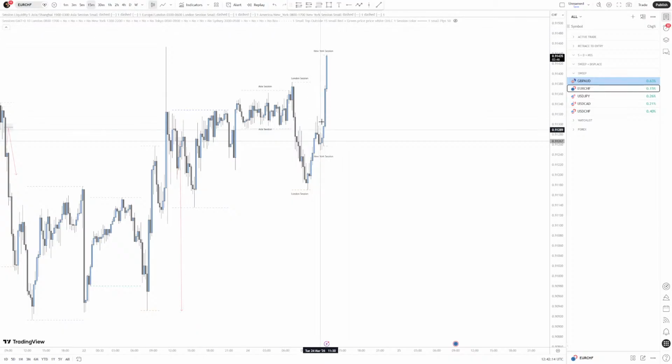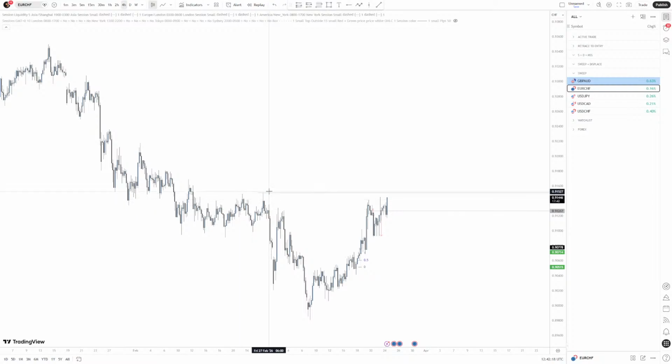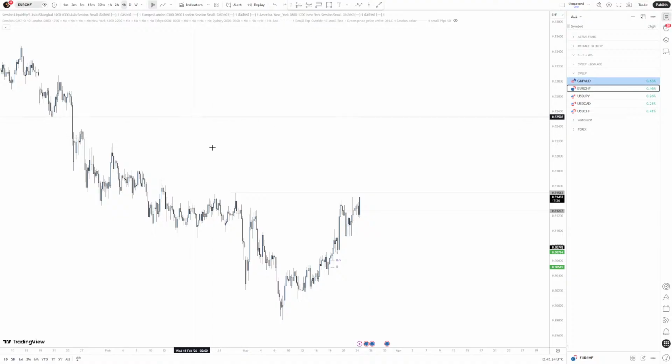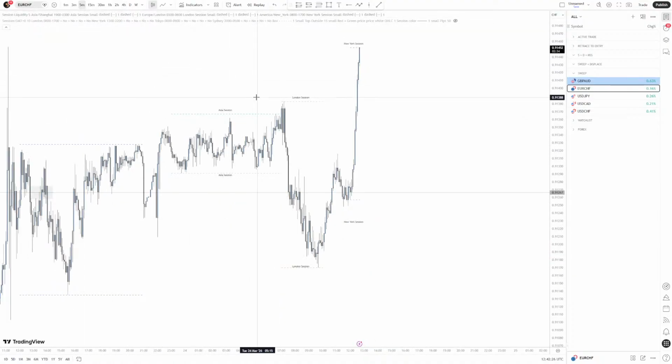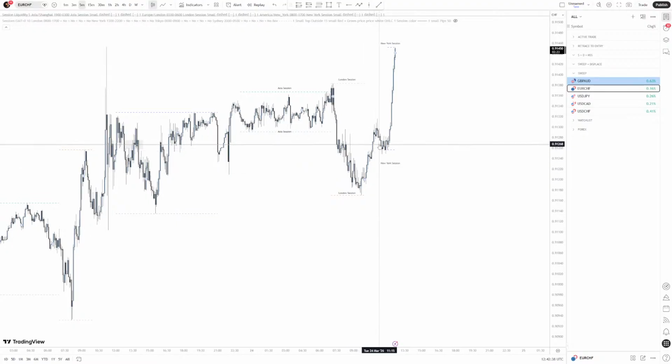Euro Swiss franc, very strong push to the upside. I think he's aiming for this high over here. Will it reach that much? I'm not too certain. But we did sweep Asia lows, Asia highs, lows, displaced back up. We should have even been looking around here, but there wasn't really any entries from what I'm seeing. Maybe here.